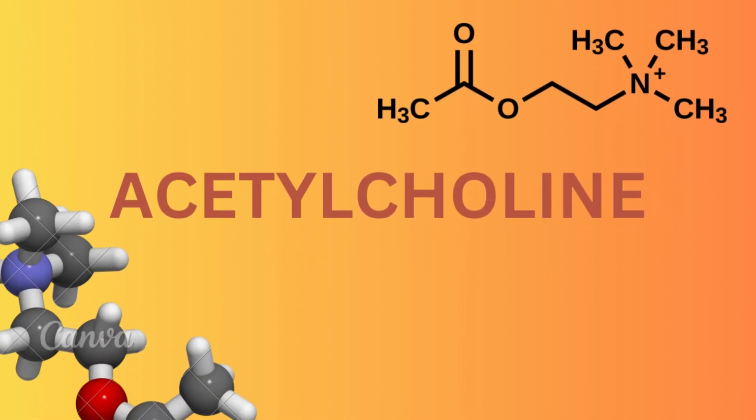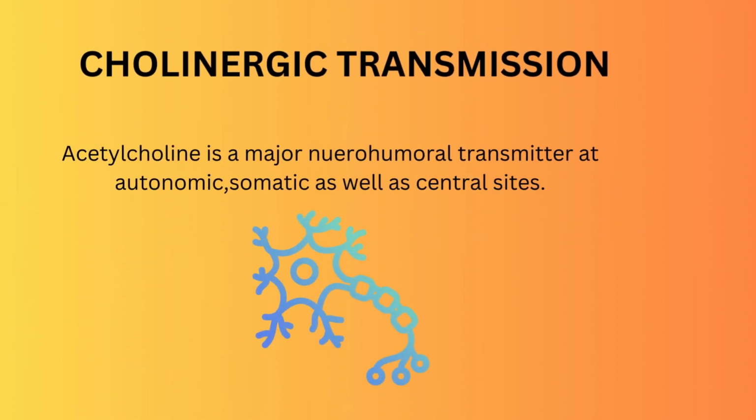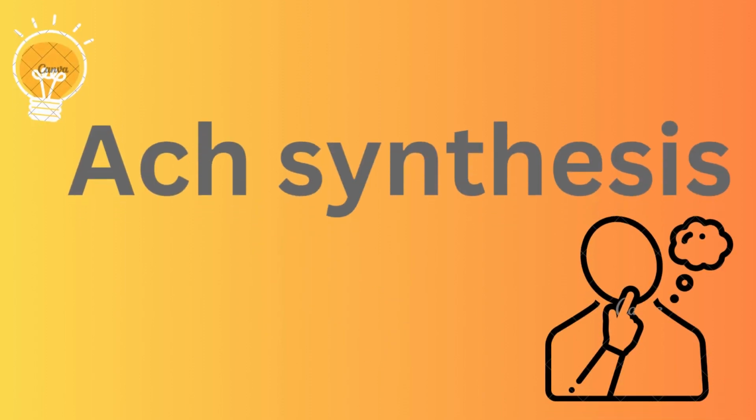Before we dive into cholinergic transmission, have you heard about a chemical called acetylcholine? Acetylcholine is a major neurohumoral transmitter at autonomic, somatic as well as central sites. It is a basic chemical involved in cholinergic transmission. So comes the next question: how is this acetylcholine synthesized inside our body?